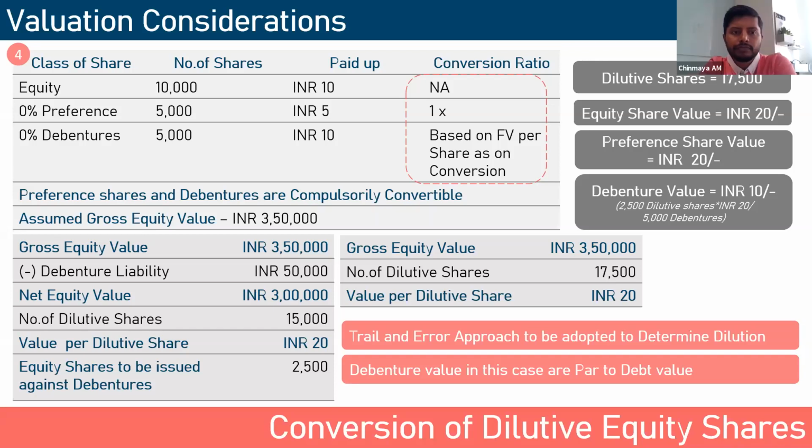Okay. So now you are left with 2.5 lakh and calculating value per dilutive share comes to 15 rupees. Let's take that as a reference point. Now, would I consider equity shares to be issued against debentures on the book value 50,000 divided by 15 or on the market value 1 lakh divided by 15?